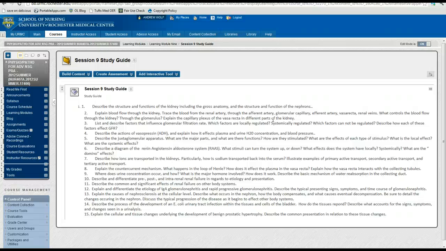And I drew my test questions directly from this study guide. So there was a very clear alignment between the content that was presented, this study guide, and the test. It motivated the students to learn because they knew that they were going to be tested on these questions, and it provided them the tools that they needed to be successful.